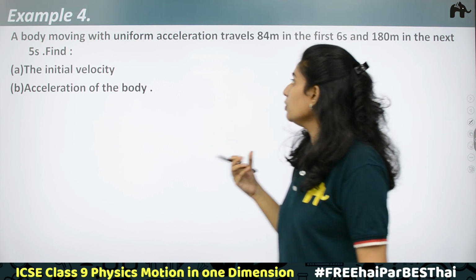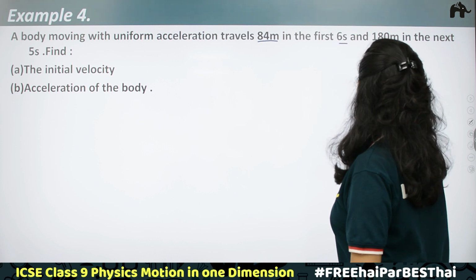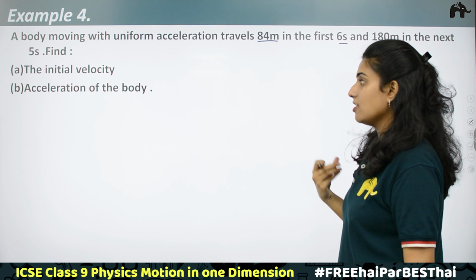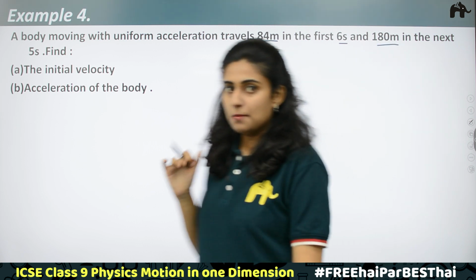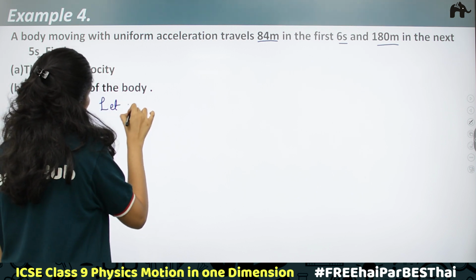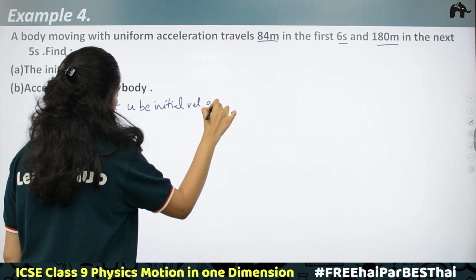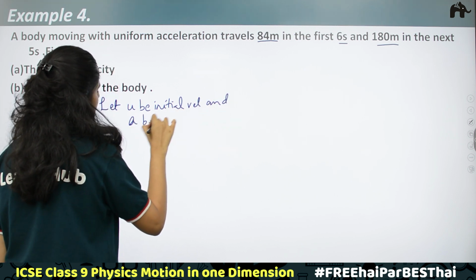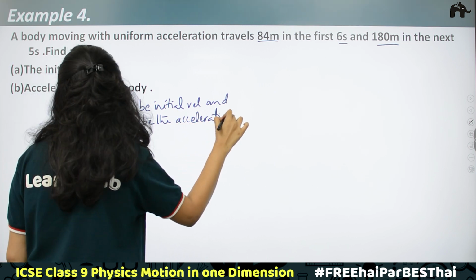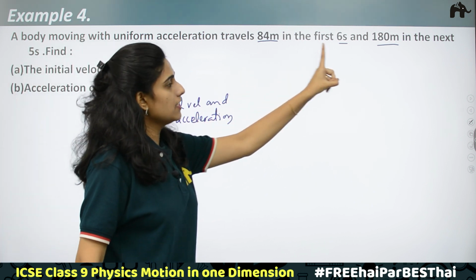Example 4, a body moving with uniform acceleration travels 84 meter in the first 6 seconds and 180 meter in the next 5 seconds. Find the initial velocity and acceleration of the body. So here, let u be initial velocity and a be the acceleration.